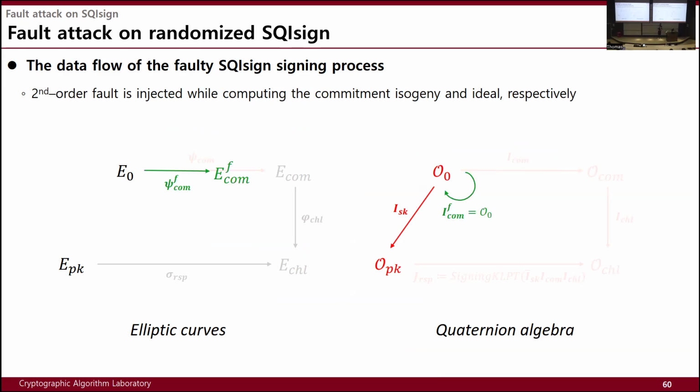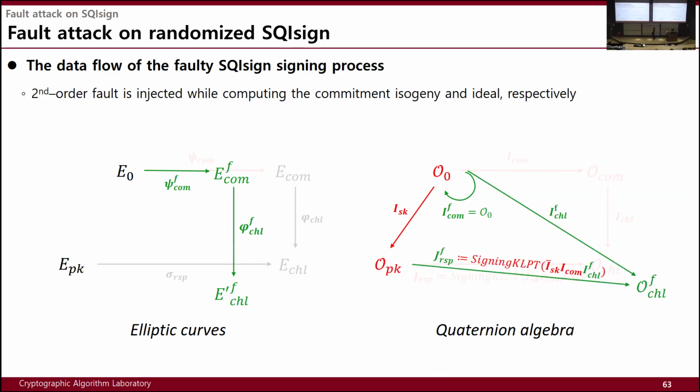Then it looks like this. The left one uses the loopable vulnerability and the right one uses the randomization vulnerability. And the data flow goes like this. And you can see the same thing happens here: the codomain curve of the faulty challenge isogeny is different from the codomain of the faulty response isogeny sigma.